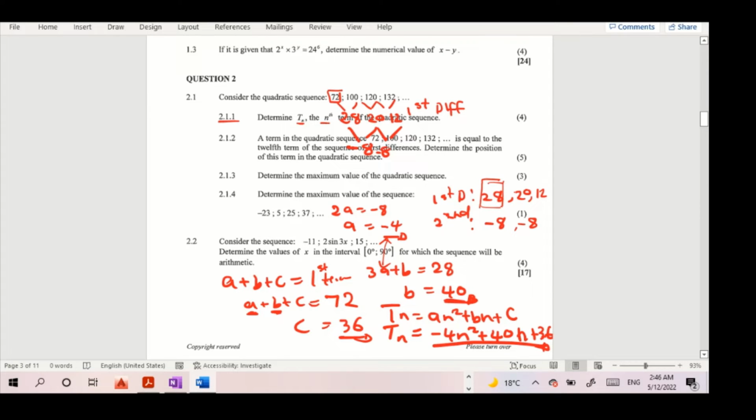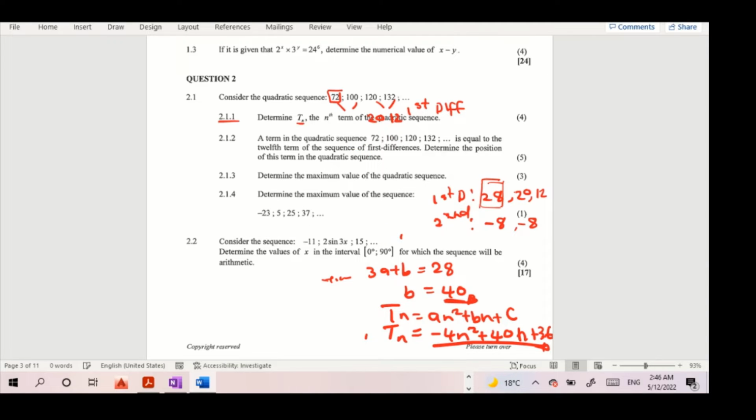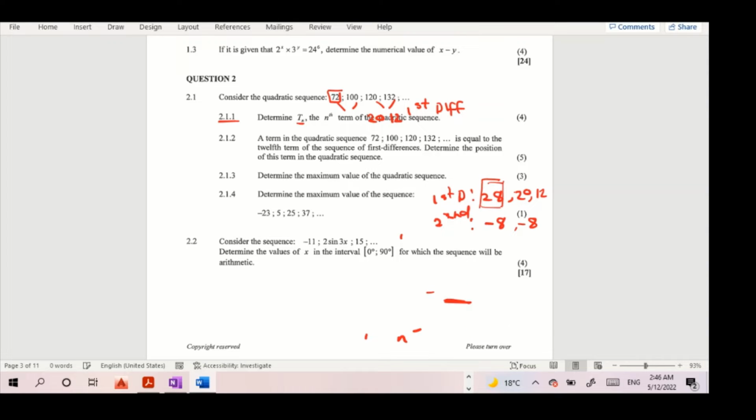Fine. So now the second question asks us to determine where a term in the quadratic sequence, which is the sequence that we were given, is equal to the 12th term of the sequence of the first difference. So it's very important for us to really read through 2.1.2.